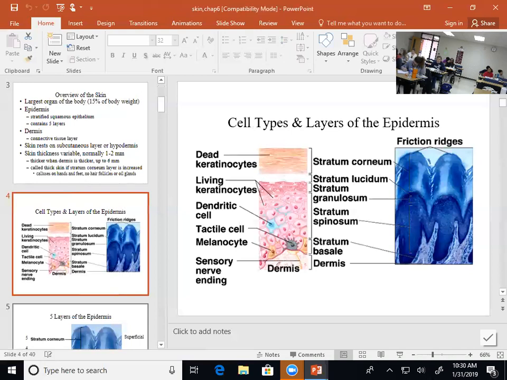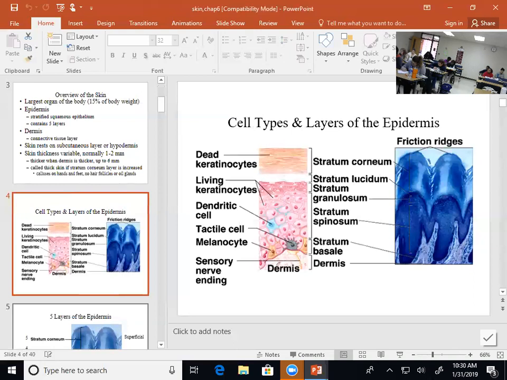Now, I'm going to want you to know about melanocytes and what they do, their function. I'm going to want you to know about keratinocytes. I am going to want you to know that this epidermis has really 5 distinct layers in thick skin, but 4 in all the rest.